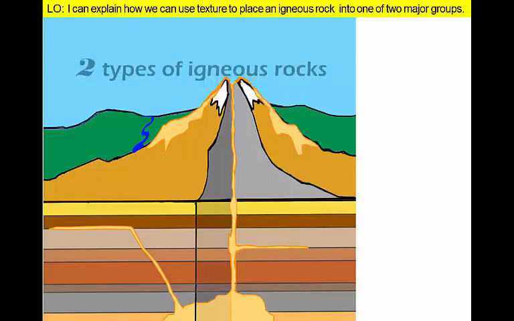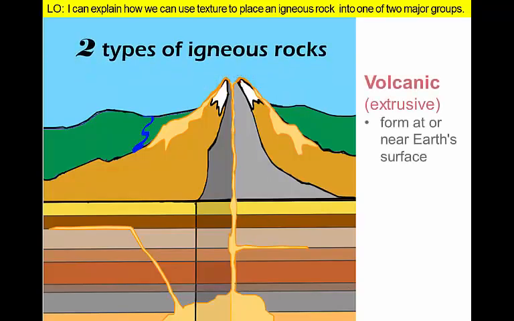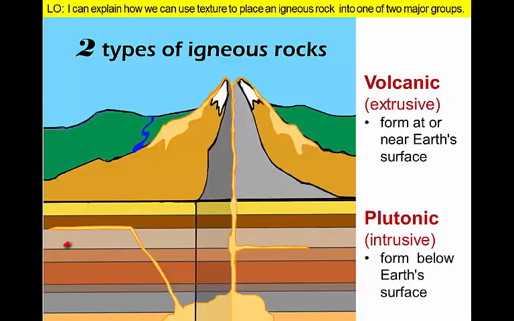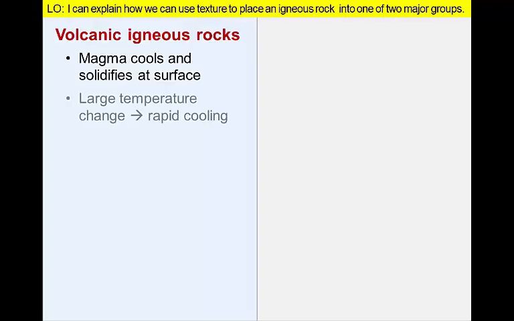We can divide all igneous rocks into two groups. Volcanic igneous rocks form on or near Earth's surface. An example would be a lava flow. In contrast, when magma cools and solidifies below ground, it forms a plutonic igneous rock. Both volcanic and plutonic igneous rocks form when magma solidifies. The big difference is in how rapidly that process takes place.